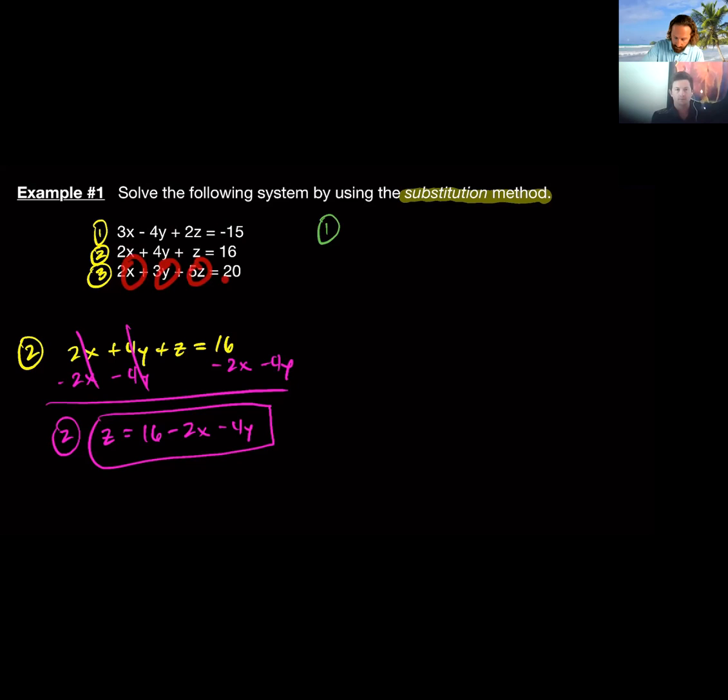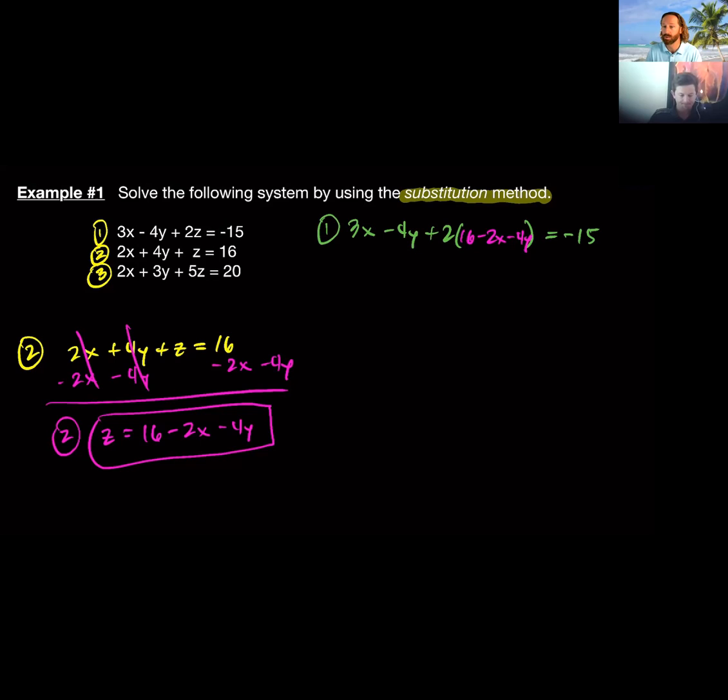So guessing and checking is not going to get it done. Right? You got to have an algebraic technique in order to do this. And we just solve for Z. And that Z is going to be the same for all three equations. But remember, we found it using equation 2. So we will start by plugging it into equation 1, which is 3x minus 4y plus 2 times a z equals negative 15. And we knew z to be 16 minus 2x minus 4y. So again, I just substitute in what I knew my z was.